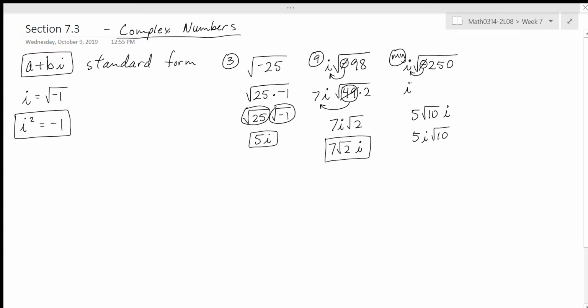And then 250, I think, can be written as 25 times 10. And the square root of 25 is 5. So that's how we're going to get that by hand, just in case you need to show work.